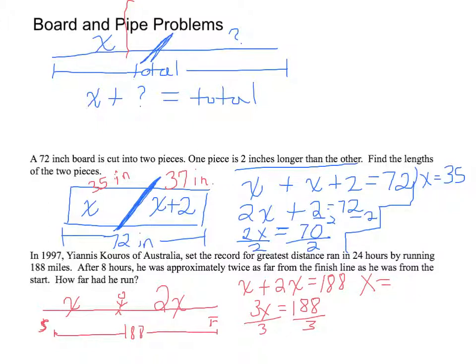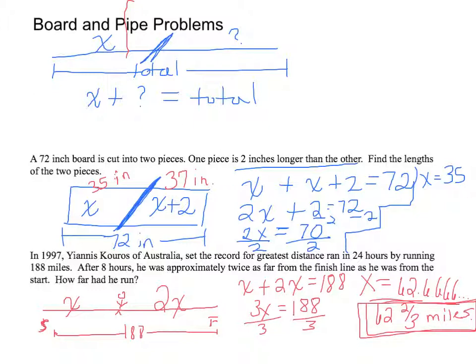62.6666, and it goes on forever. This is 62 2/3 of a mile. And it says that's x, and x is how far he was from the start. So it says how far had he run? Well, that's the distance in between start and where he is now is how far he had run. So 63 2/3 miles. That one's not so bad.